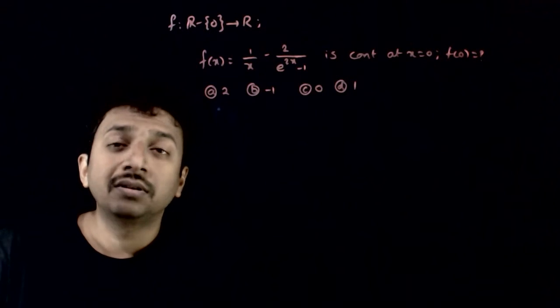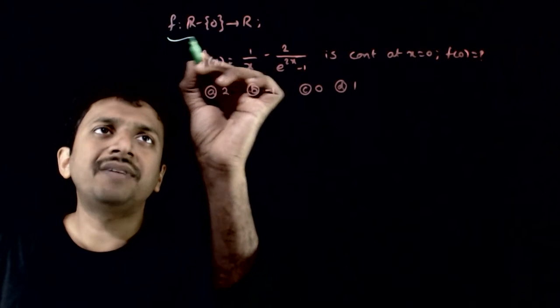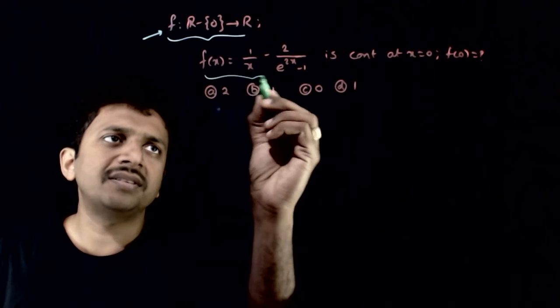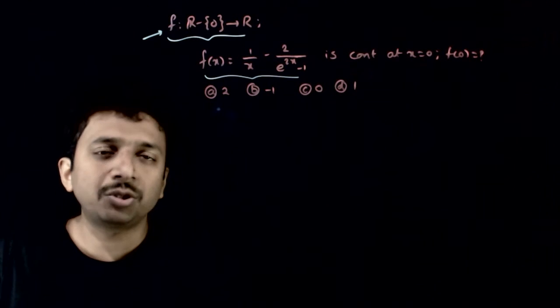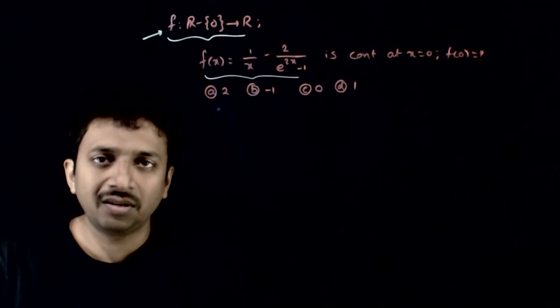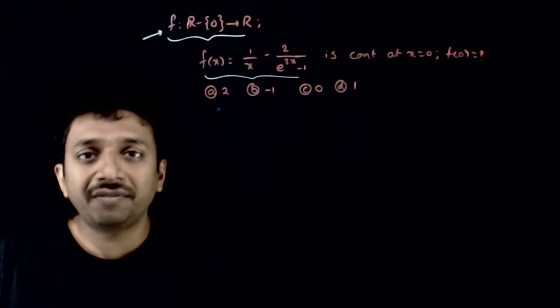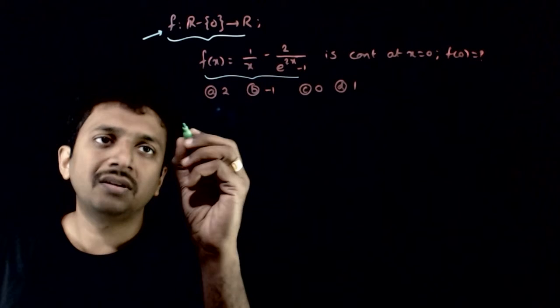So welcome students. In this question you're given that f is defined from R minus {0} to R, and the definition is f(x) = 1/x - 2/(e^(2x) - 1). If this function has to be made continuous at x = 0, what should we define f(0) as? That's the question.